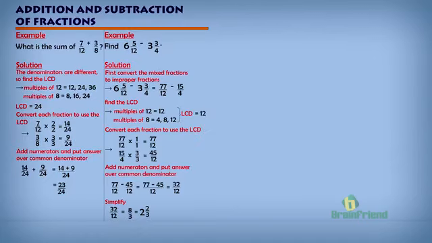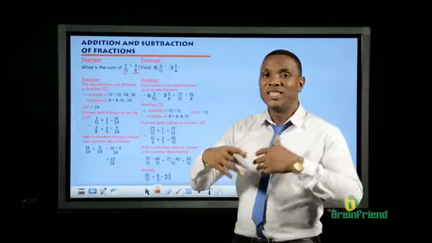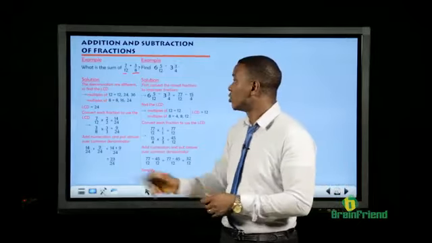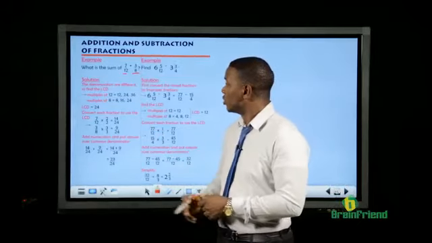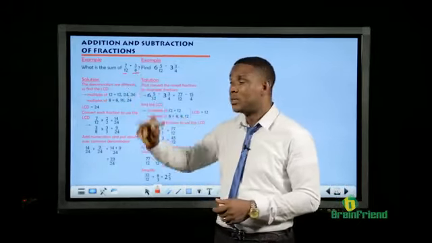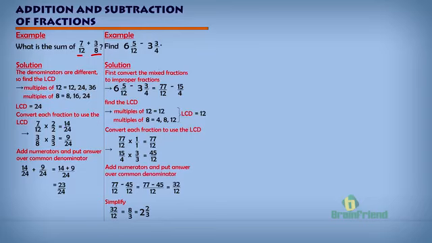Let's take a look at some examples that have different denominators. Remember we said when we have different denominators, we cannot exactly add up those fractions normally. We need to carry out an operation on each fraction to ensure that they have a common denominator. How do we do that? We learned in our previous class how to find the LCD, that is the lowest common denominator.